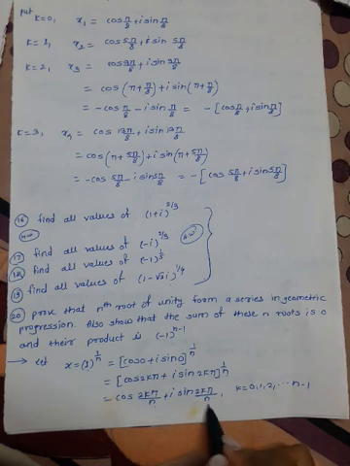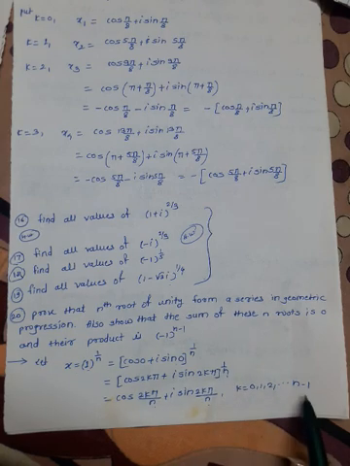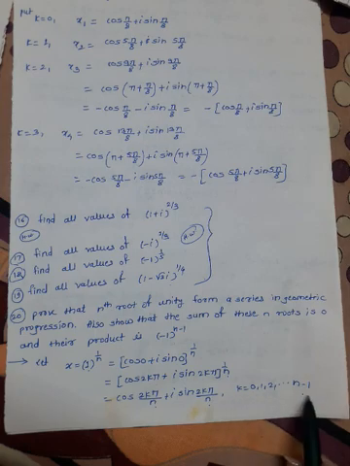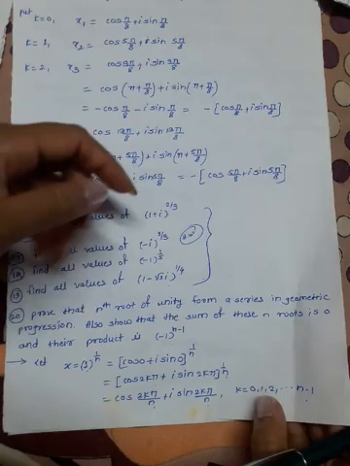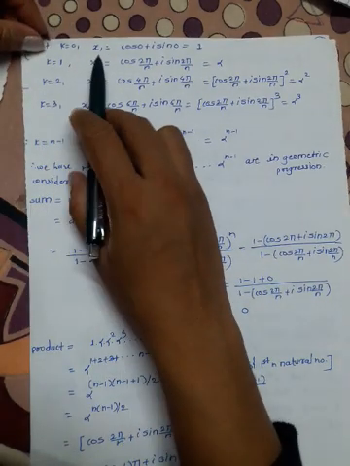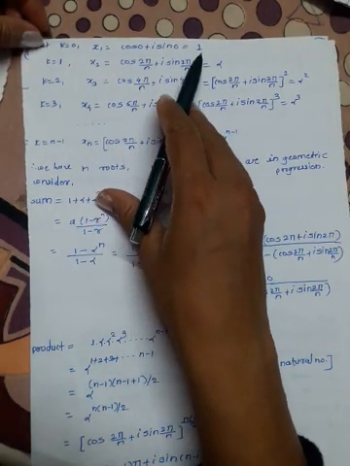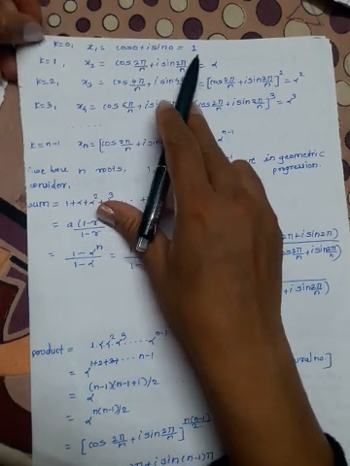2k pi by n. Here total n roots are there, therefore k starts from 0, 1, 2 up to one number less than n, that is n minus 1. Total number is n. Now we have to go on putting values of k. We get k is equal to 0, x1 is equal to cos 0 plus i sin 0, that is 1. Cos 0 is 1, sin 0 is 0, therefore the answer is 1.